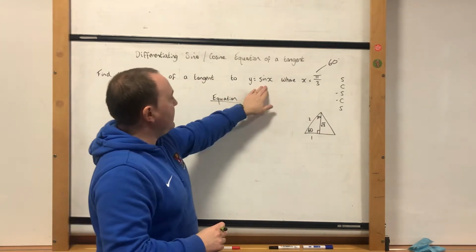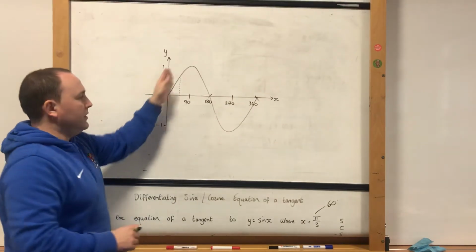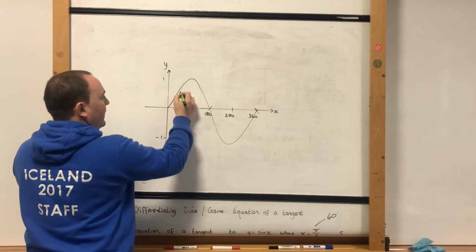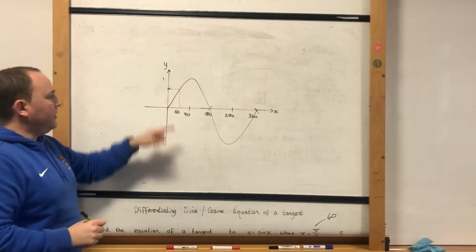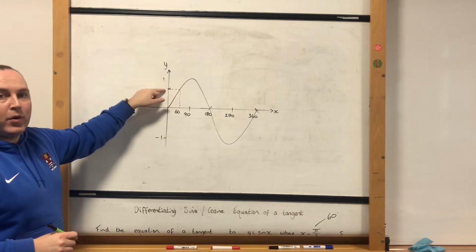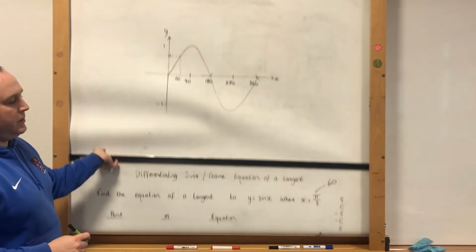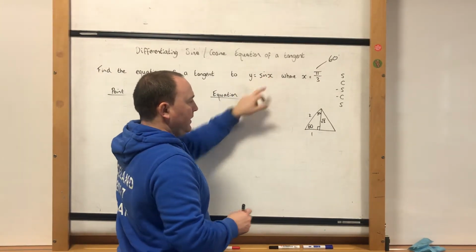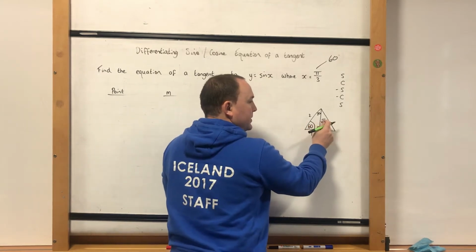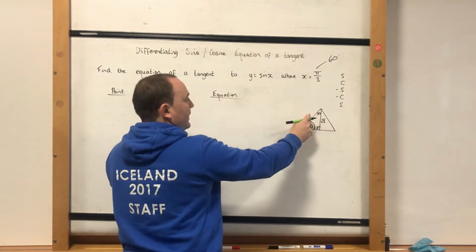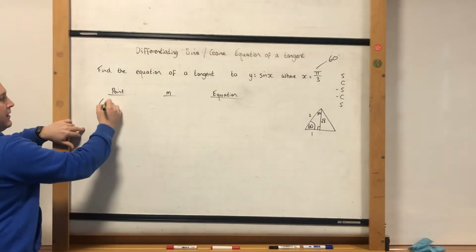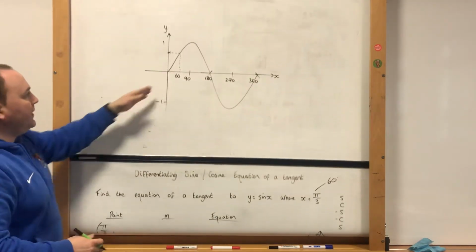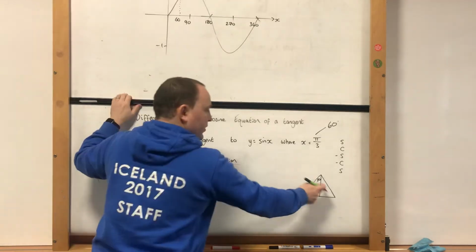So let's have a look at this sine graph at 60 degrees. Our value, our output, we should know from our exact value table. Sine of 60, opposite over hypotenuse. That will automatically tell us the point on the line. The point on the curve is 60, root 3 over 2.